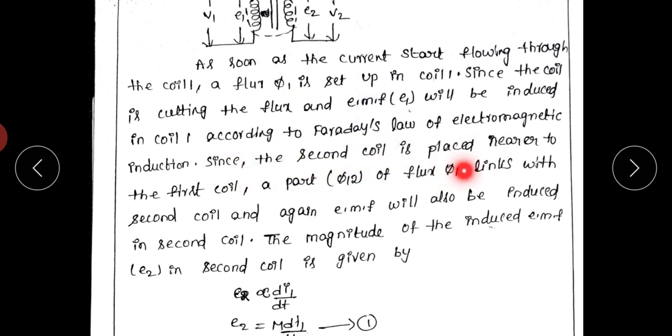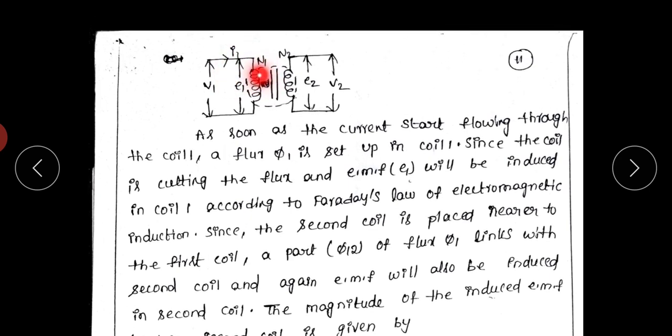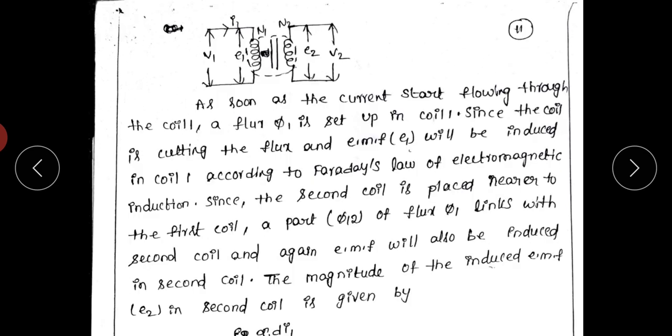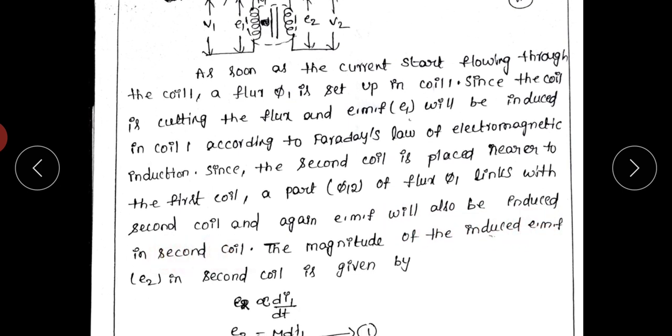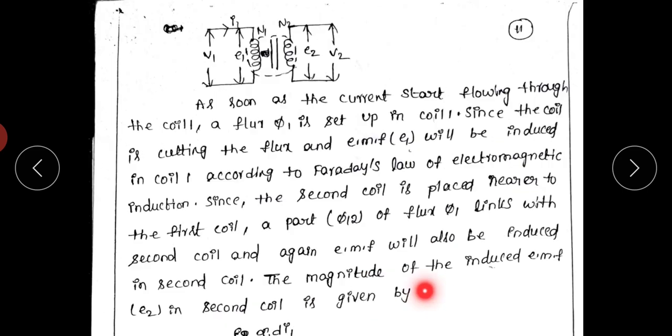Next, since the second coil is placed nearer to the first coil, part of the first coil flux phi1 links with the second coil. According to Faraday's law of electromagnetic induction, an EMF will also be induced across the second coil. The magnitude of the induced EMF E2 in the second coil is given by E2 proportional to dI1 by dt.